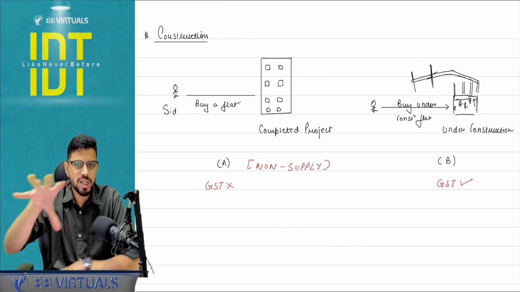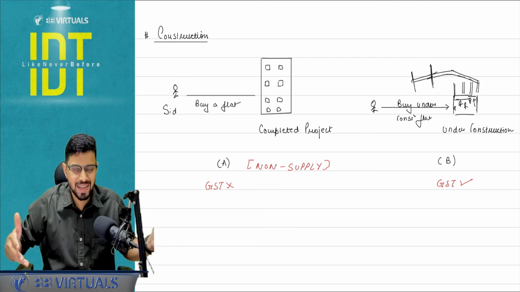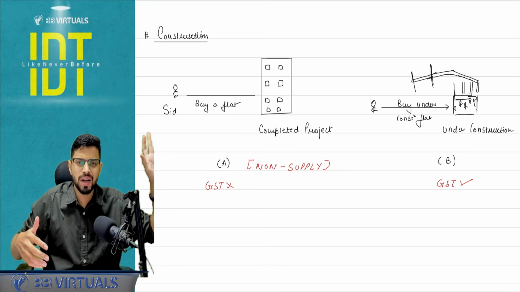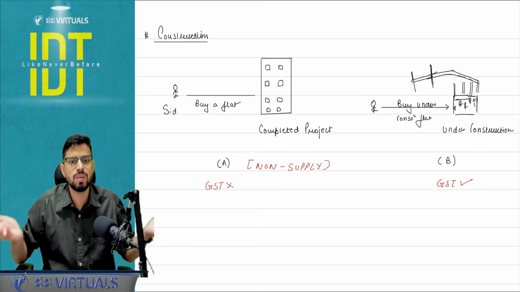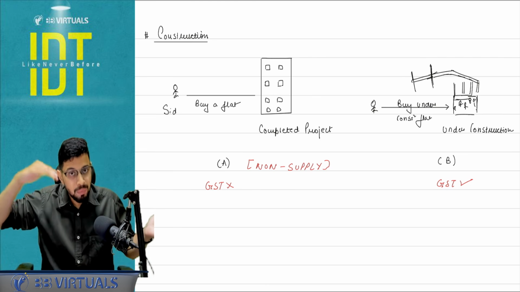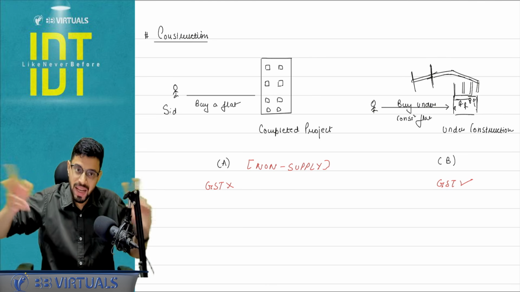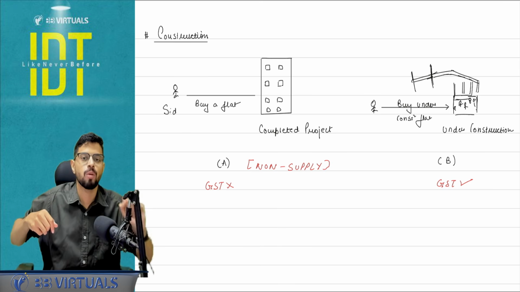So this under construction analysis will come only when you are buying it from a builder. Obviously, second hand sales, where construction is completed and you are buying it from an existing owner, will obviously always be a completed property. It will always be outside the scope of GST. But when the property is still being built, the builder is still working upon it, that time the analysis comes whether it is an under construction or a completed property.